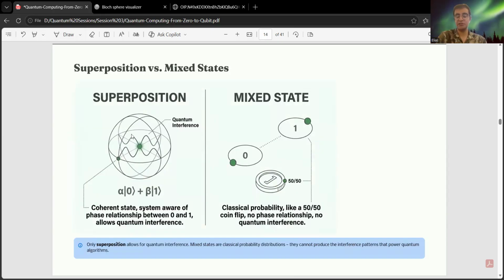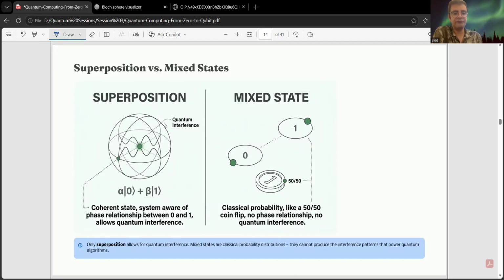Now, qubits can be in superposition, which means that they can be both in the state 0 and 1 at the same time, which is one of the most powerful features of quantum computers too. I'll show you in a better representation later, but they can be both 0 and 1 at the same time. And that is called superposition. And now a mixed state is like a classical probability, which means that there is no phase relationship and no quantum interference. They are just two separate qubits.